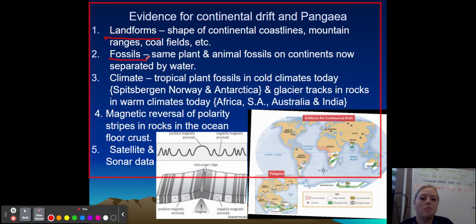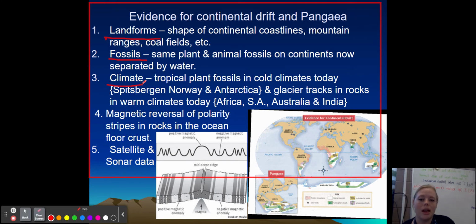Fossils, some plant and animal fossils on continents are now separated by water. So we have similar animals in America that are over in Africa or Europe that humans didn't bring over. For example, Australia is almost nearly completely marsupials. Like there's not really any more marsupials in the world except Australia and the American possum. So the fact that we have these similar animals, even though we're so far away, tells us that.